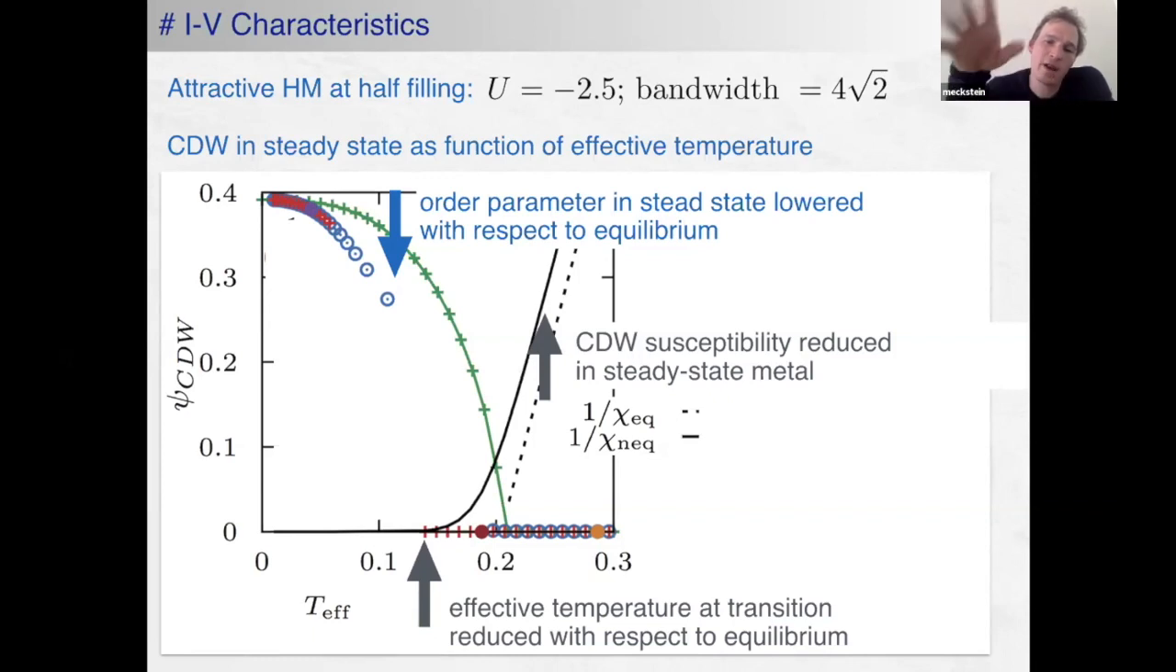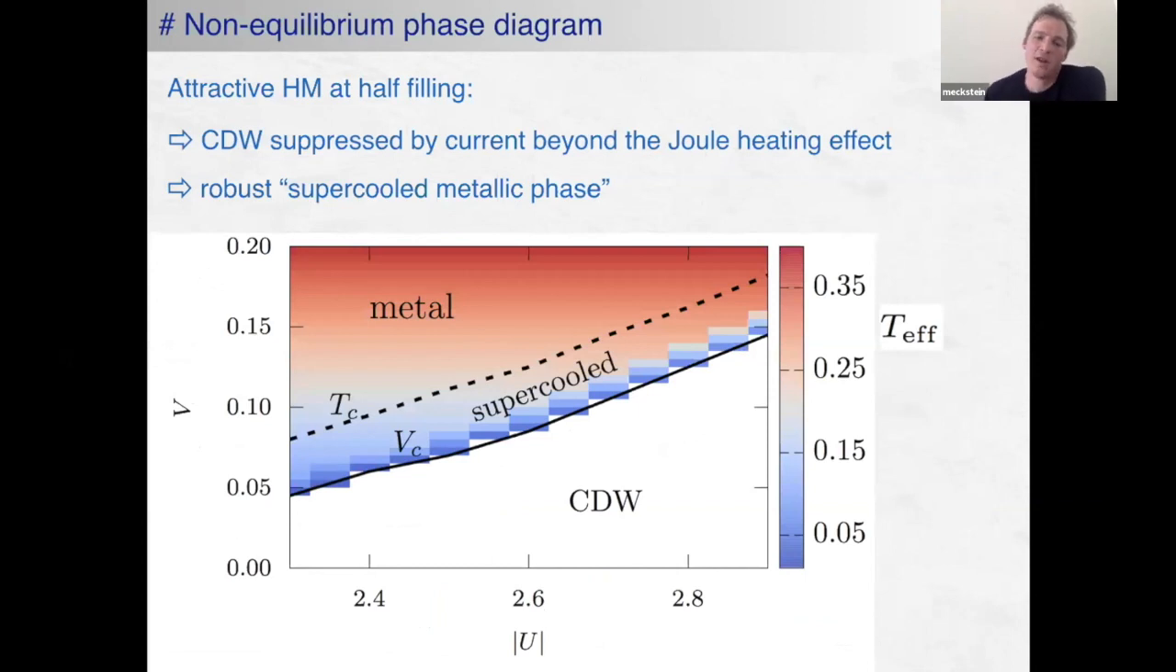You can get the same effect by looking also at susceptibilities, which I don't want to show here. If you put this all in a small phase diagram, you have as a function of the interaction U and the voltage, the color coding the effective temperature in the metallic state. And you really have a whole region of states in which the metallic state, or the disordered state, is stabilized with respect to the charge density wave, although the effective temperature is below the transition temperature.